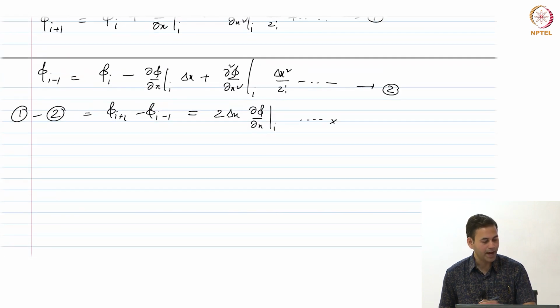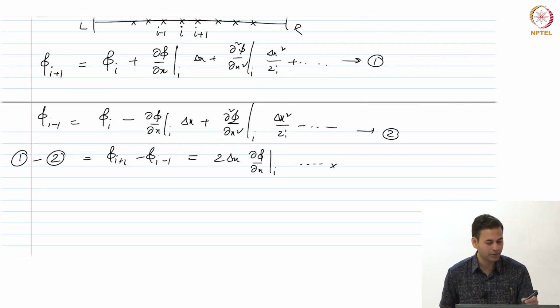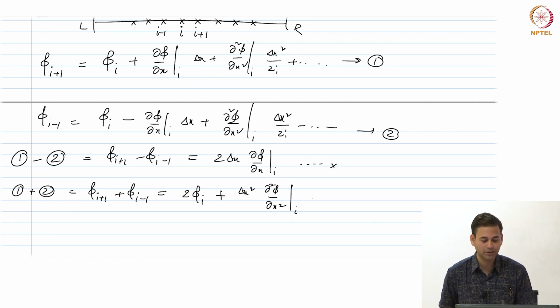Let me try adding these two equations. Okay. What if I add 1 plus 2? That would be phi I plus 1 plus phi I minus 1 equals how much? 2 phi I, right, plus delta x square partial square phi by partial x square, right. This is at point I, and then what will be the next element? So, I have written plus minus. So, it will be the fourth order, right. That will be plus order delta x to the power 4, right, and so on.